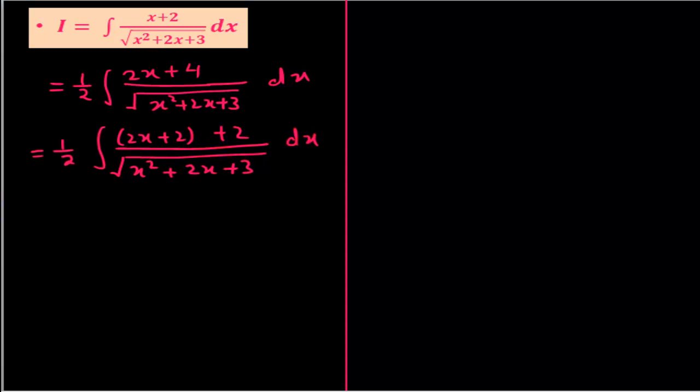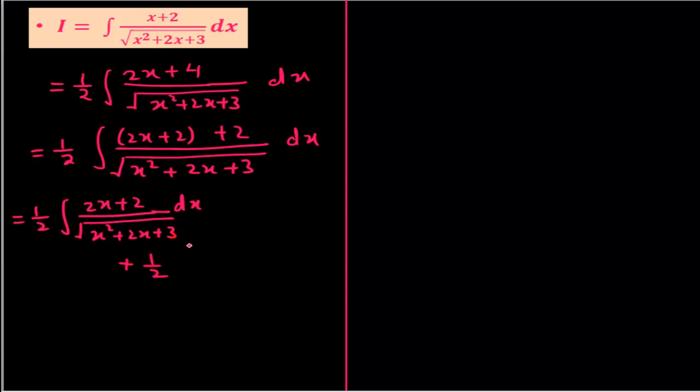Now let us break it into two integrals. So 1 by 2, the first integral will have 2x plus 2 over square root of x square plus 2x plus 3. This we have in the first integral. And what about the second integral? In the second integral, we will get half integral of 2 over square root of x square plus 2x plus 3 dx. So here 2 and 2 get cancelled out.